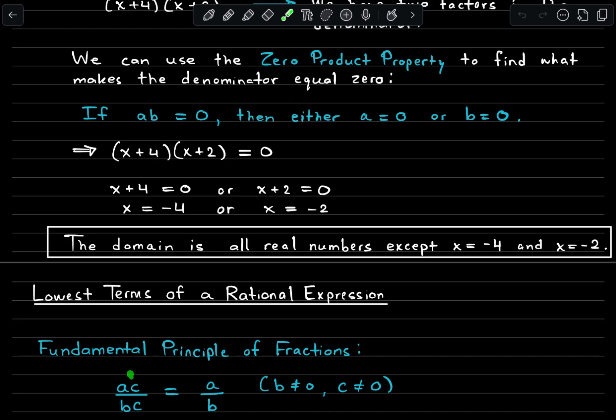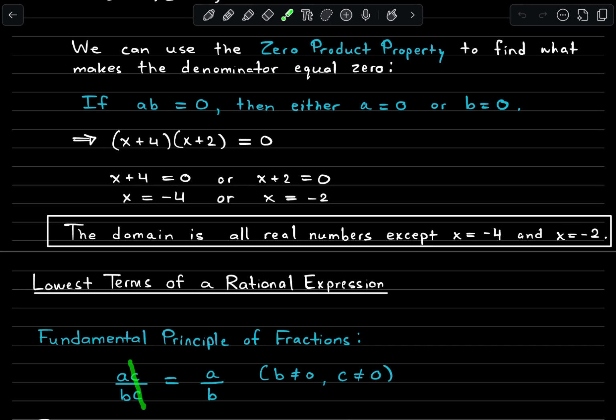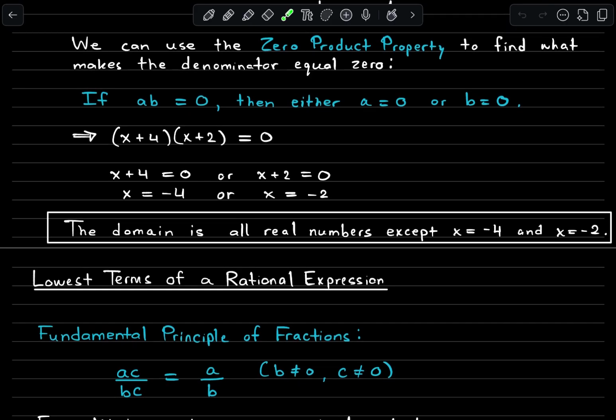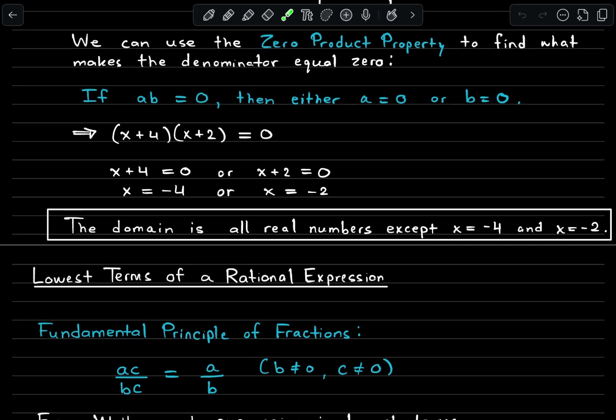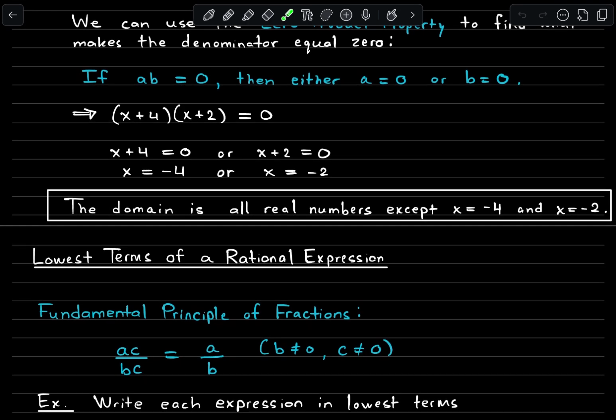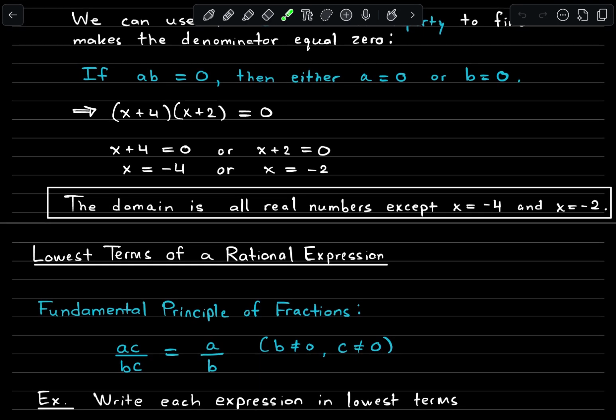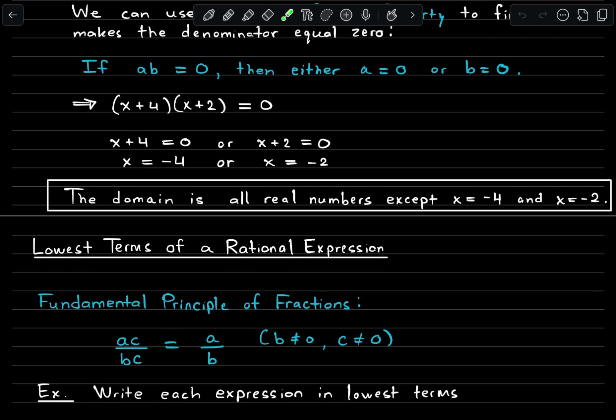So all that's going on here is we're canceling out the c that's common to both the top and the bottom. And the thing that we're canceling out, we're saying that thing cannot have been 0, because that would have caused a problem in this original fraction. So let's see if we can apply this and write each of the following expressions in the lowest terms.